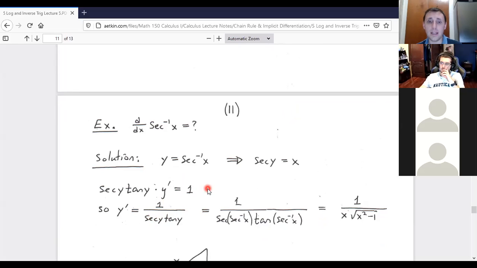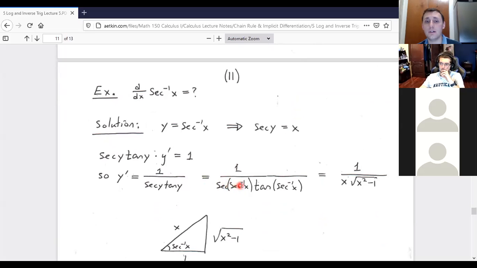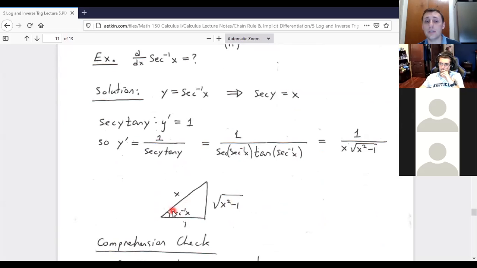Good. And then that is 1 over secant of secant inverse x, tangent of secant inverse x. And so let's calculate what they are. So I have secant inverse of x. That means that if this is the angle, the hypotenuse is x and adjacent is 1, because hypotenuse over adjacent should give me x. Any two numbers where the ratio will give me x would work, okay? So then completing the triangle, I get that the remaining side is the square root of x squared minus 1.